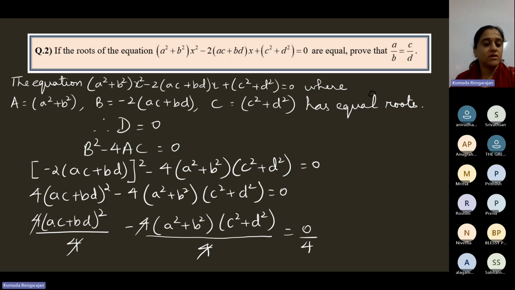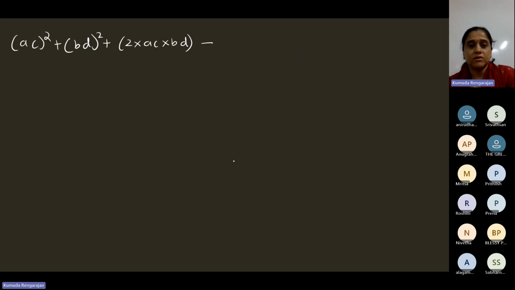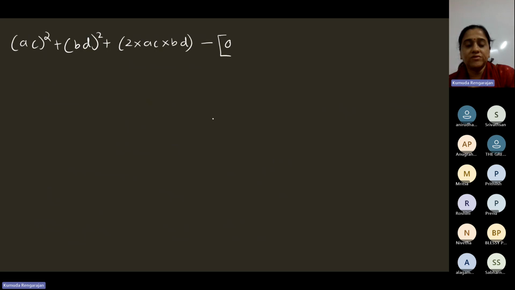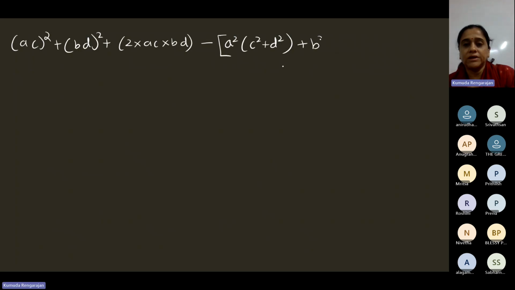Okay, so after this, (AC + BD) the whole square. So it will be (AC) squared plus (BD) squared plus 2 into AC into BD. Then minus (a squared into (c squared plus d squared)) plus b squared into (c squared plus d squared) is equal to 0.